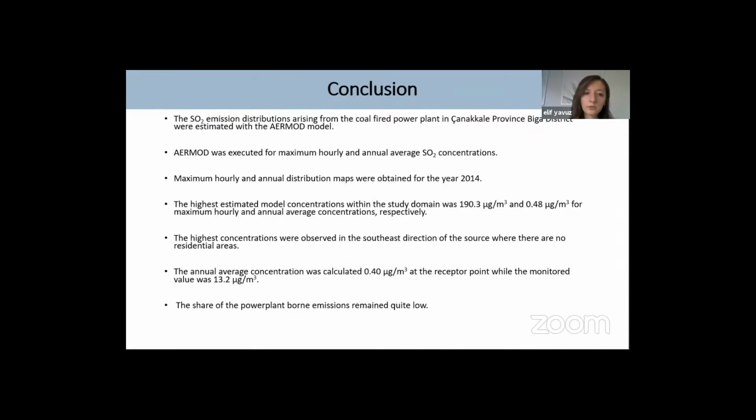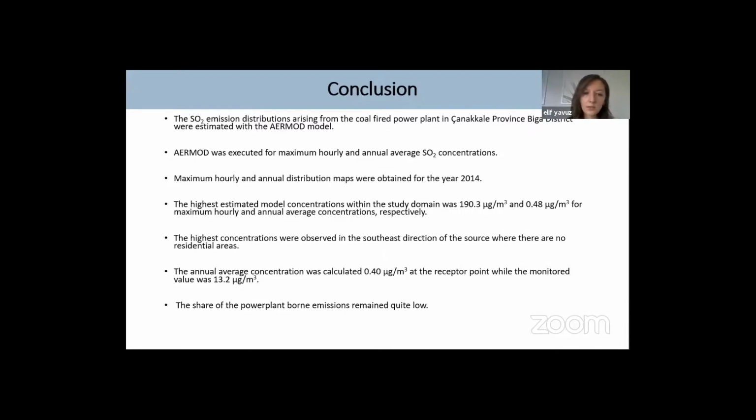To conclude, the SO2 emissions distributions arising from the coal-fired power plant in Çanakkale were estimated with the Iordanidis model. The model was executed for maximum hourly, daily, and annual average concentrations, and maximum hourly and annual distribution maps were obtained for the year. The highest estimated model concentration within the study domain was 190 and 0.48 for maximum hourly and annual average concentrations, respectively.